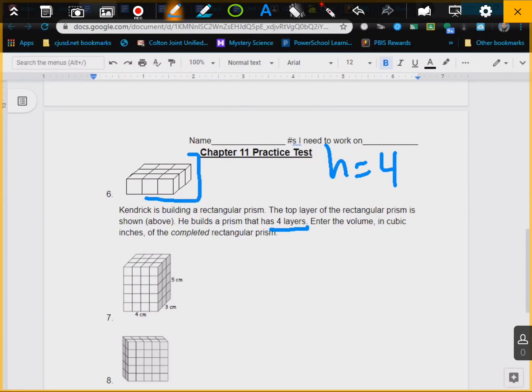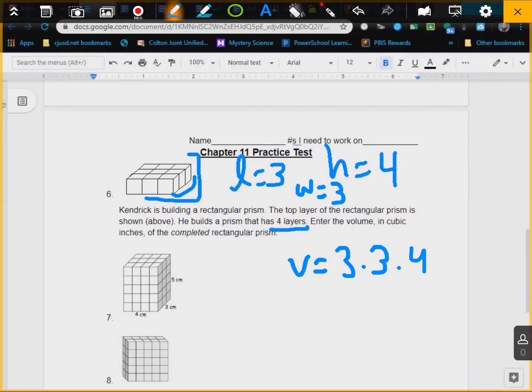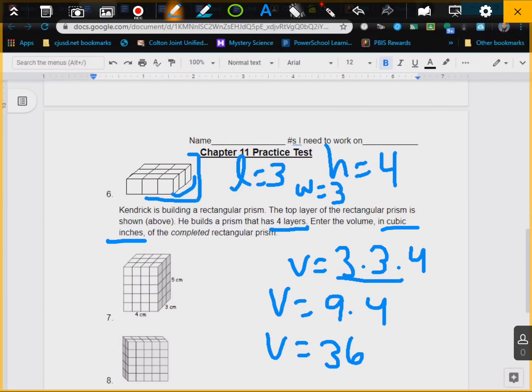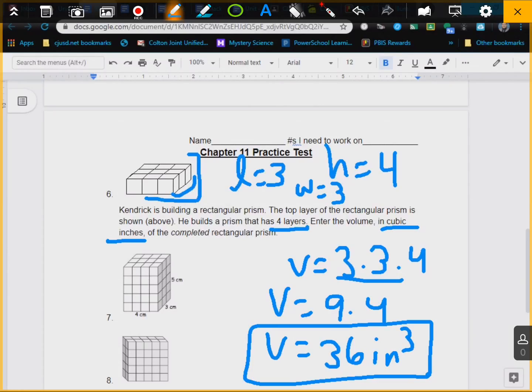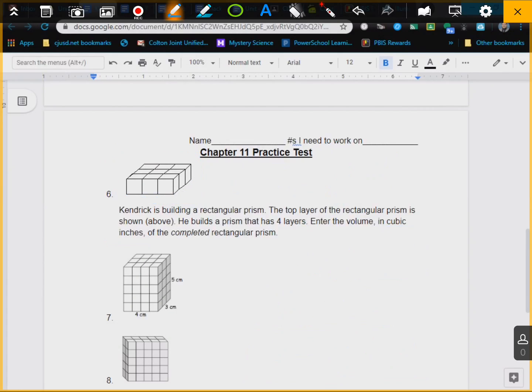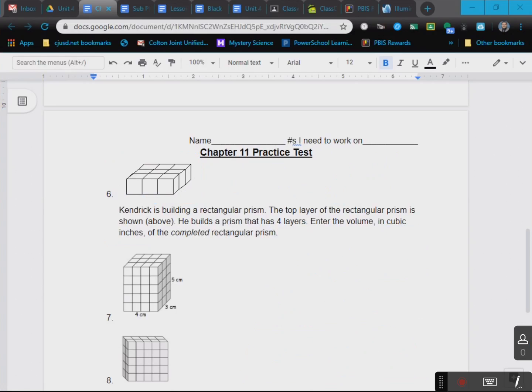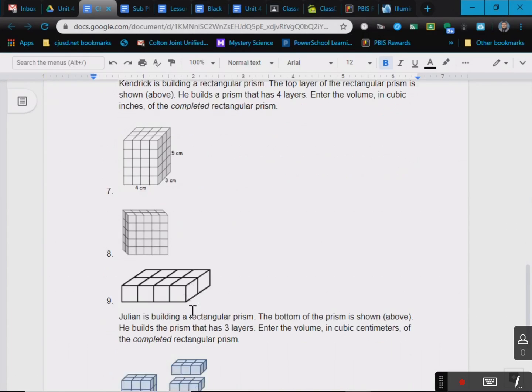So volume. Well, the length is 3. And the width also looks like it's going to be 3. So volume is going to be 3 times 3 times 4. Now I know 3 times 3 is 9. And 9 times 4 is 36. And it says to show it in cubic inches. So it's 36 inches cubed. Okay? So number 6 is a little interesting because they only give you 1 layer. But they tell you that there's 4 layers. So the height's going to be 4. Alright? Make sure you read very carefully on that one. Okay, and there's another one just like it. I think number 9 is going to be just like it.